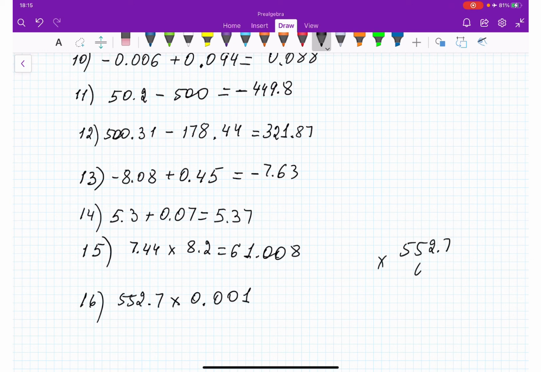552.7 times 0.001. When you do multiplication, position of decimal point doesn't play any role, okay? Because we are ignoring this decimal point. We drop them temporarily and just multiply 5527 multiplied by 1, which is going to be 5527. So how many total decimal positions do we have? 1, 2, 3, and here is 1, 4. So I'm coming backwards 4 positions. 1, 2, 3, 4. Here we go. So it's going to be 0.5527.